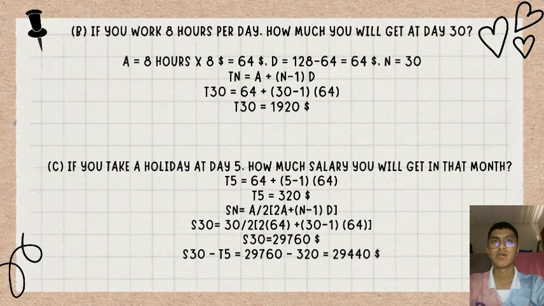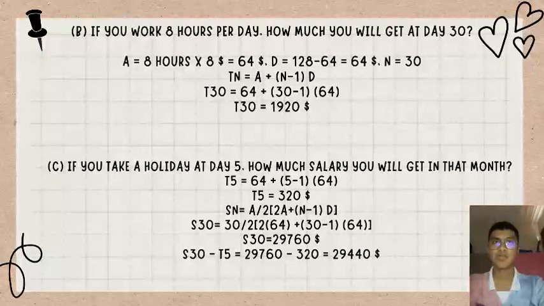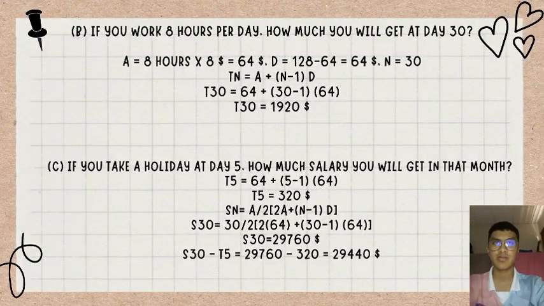B. If you work 8 hours per day, how much will you get at day 30? So from the question, we get A equals 8 hours times $8 equals $64, and D equals 128, which is the second term of this question, minus 64 equals $64.